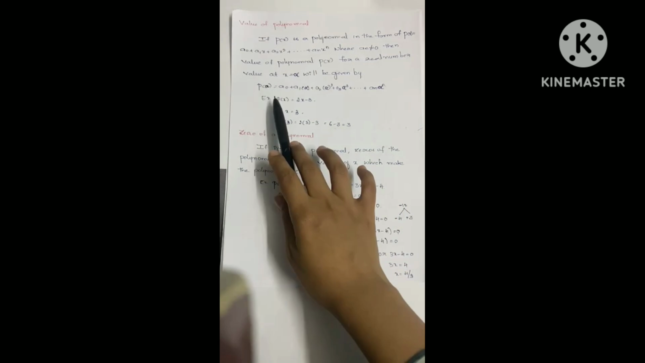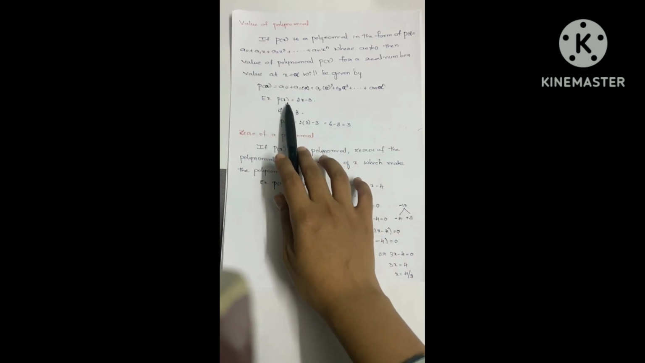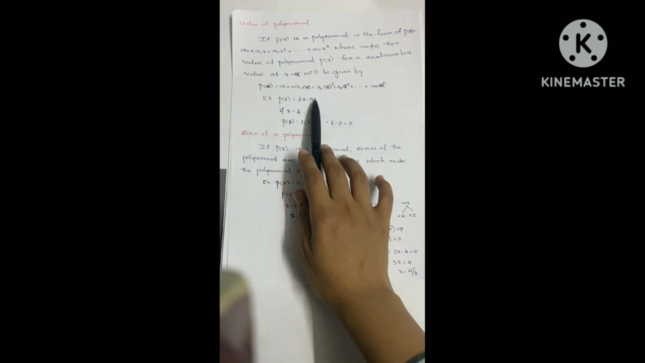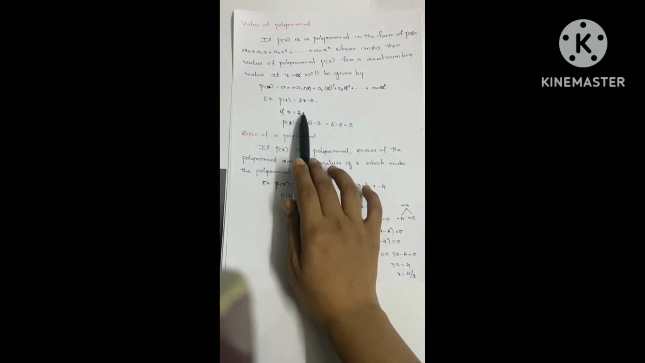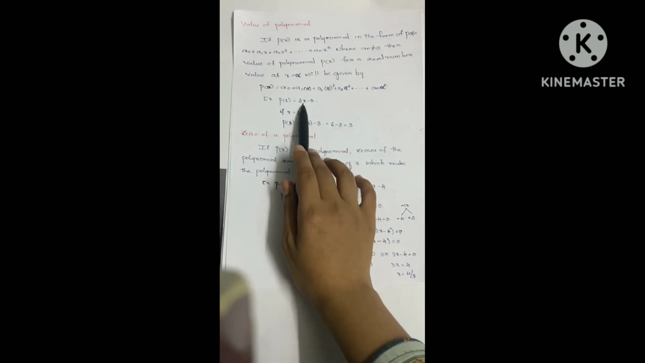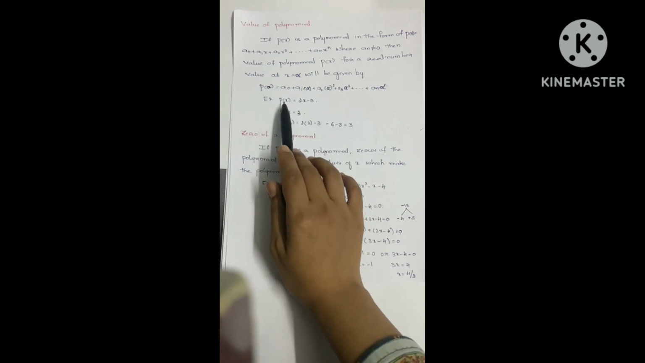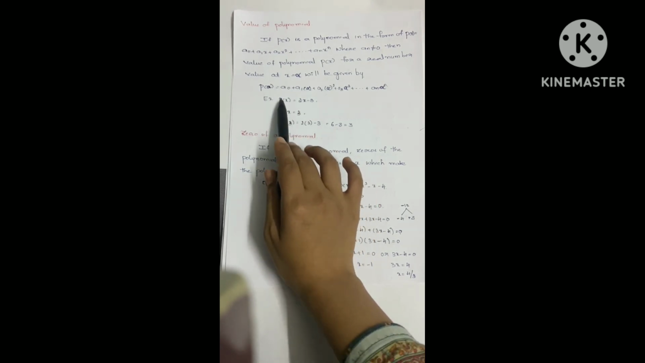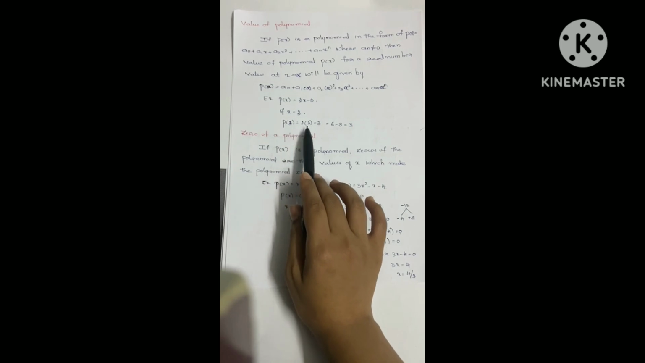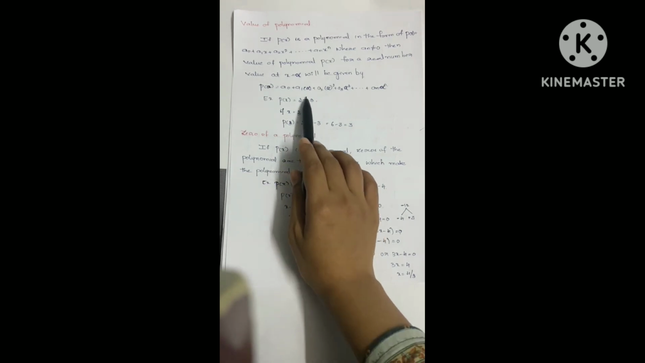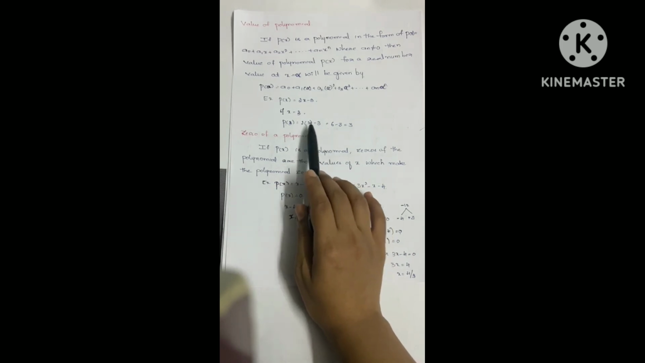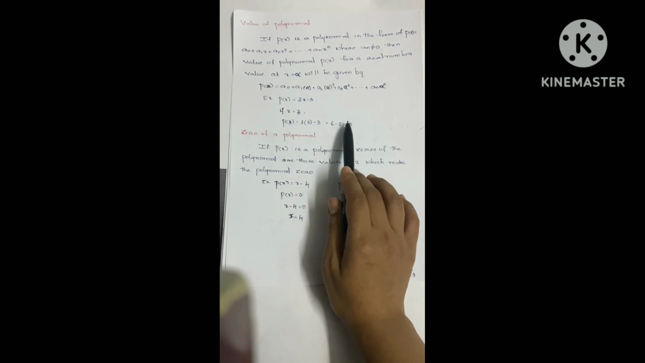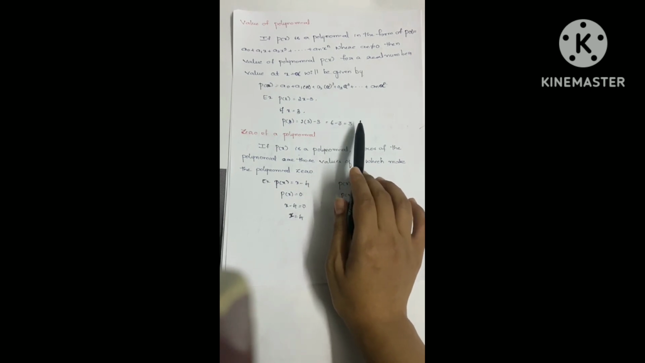So let's take one example here, that is p of x equals 2x minus 3. Find the value of the polynomial if x equals 3. Now I put x equals 3 here. So p of x, just put x equals 3. So p of 3 equals 2 into, in place of x write 3, 2 into 3 minus 3, which is equal to 2 threes are 6 minus 3, which is 3.